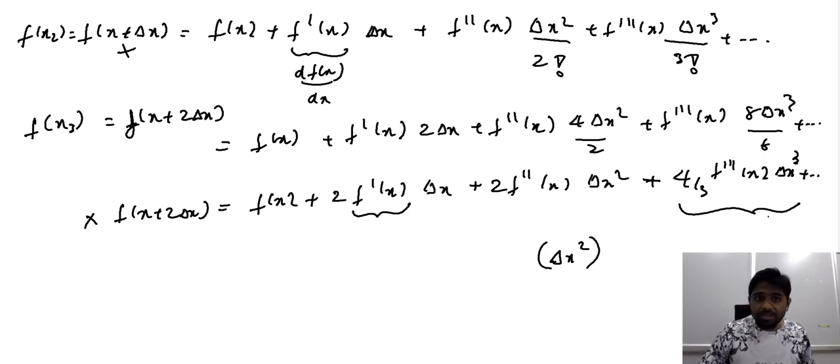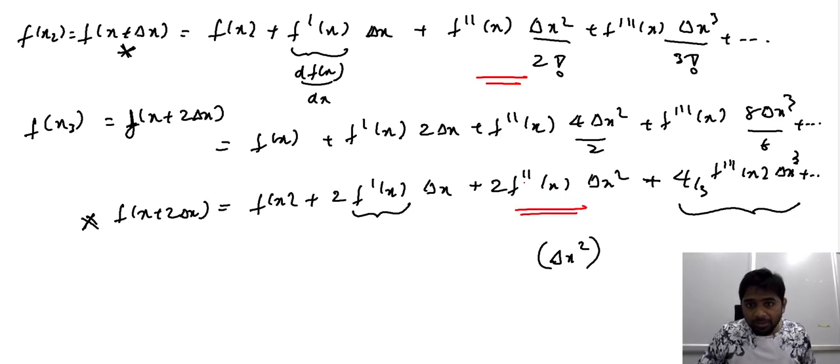Essentially, we need to manipulate these two expressions in such a way that we are able to get rid of these terms. When we get rid of the term associated with delta x square, the dominant error term would be the subsequent term, and that means we would arrive at a forward difference scheme wherein the error is in the order of delta x square.